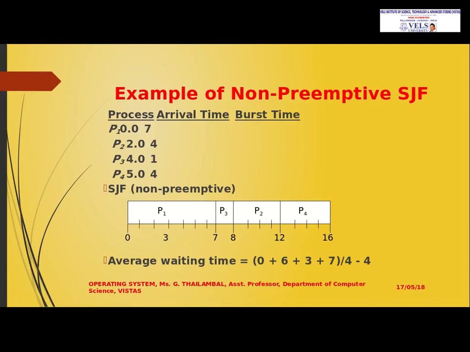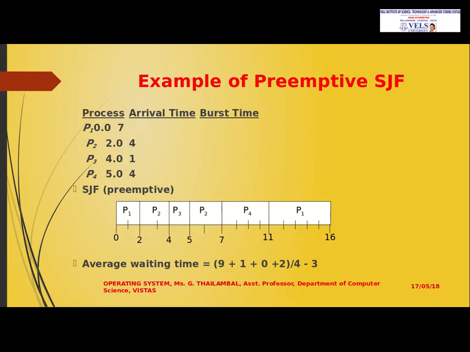So you add it all up and divide by the 4 processes, and you will get the average waiting time as 4 milliseconds. This is for the non-preemptive method. And the next example is of preemptive SJF. As I have told you, what is a preemptive method? Even though a process is executing, if any process comes with a shorter burst time, the executing process will be taken out. So we will see that.